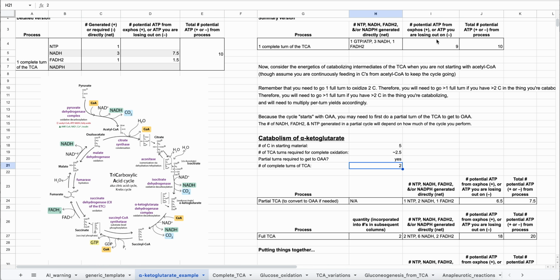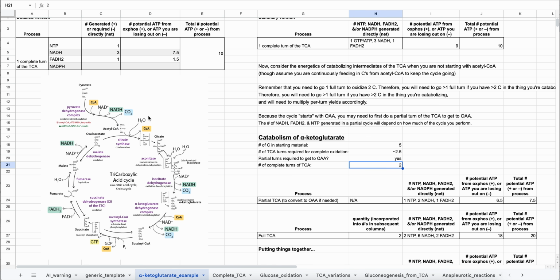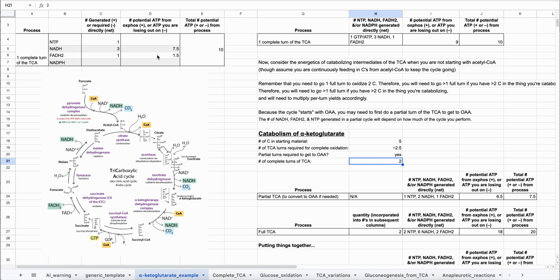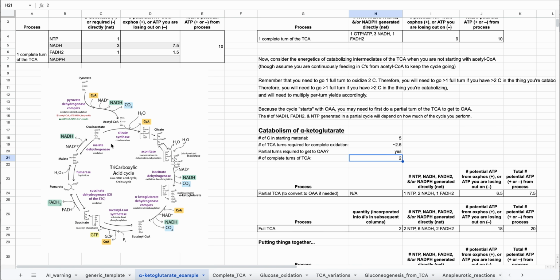Then that was basically from oxphos itself, and then we have that one that we had from the NTP, so a total of 10 potential ATP from this process, taking into account the oxidative phosphorylation. If you didn't take into account the oxidative phosphorylation, then you would only be generating 1 NTP. So really the bulk of the energy that you get from oxidizing molecules is through the oxidative phosphorylation, not through the citric acid cycle itself.